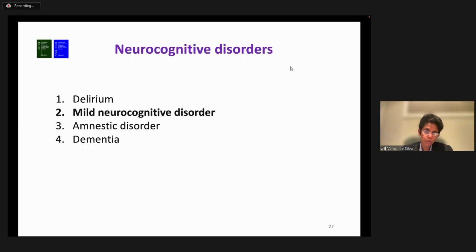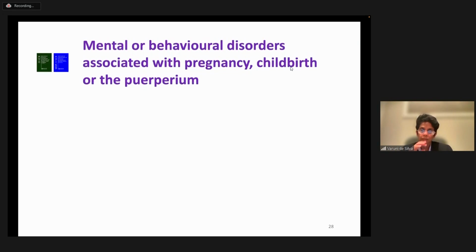The other interesting thing to note, if you're comparing with the DSM, is that in the DSM, the word dementia is not used. I think it is because of the negative connotations. People don't like to be diagnosed with dementia. So they call it major neurocognitive disorder with Alzheimer's disease. That's the way they word it. But in the ICD, the term is still used.